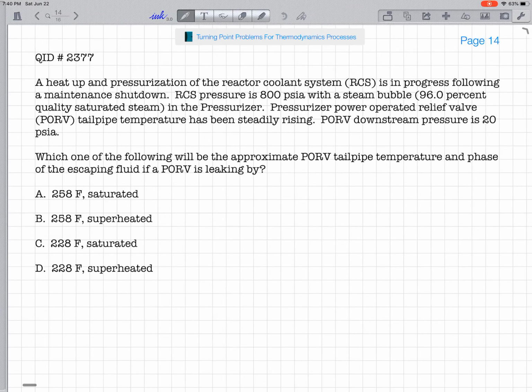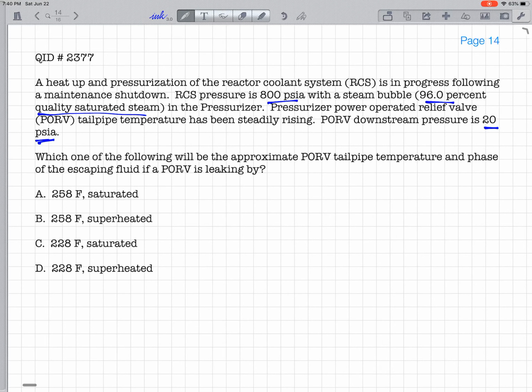Alright, so welcome back. Here's another problem. And what's the first thing we do when we look at problems? We look at the numbers, right? 800 psia, 96% quality saturated steam. And I got a 20 psia here. Alright. Those look good, nothing tricking us. So this problem looks okay.